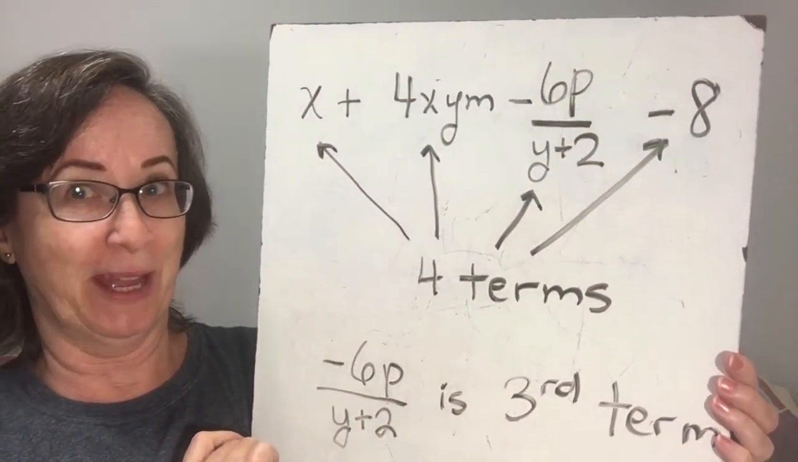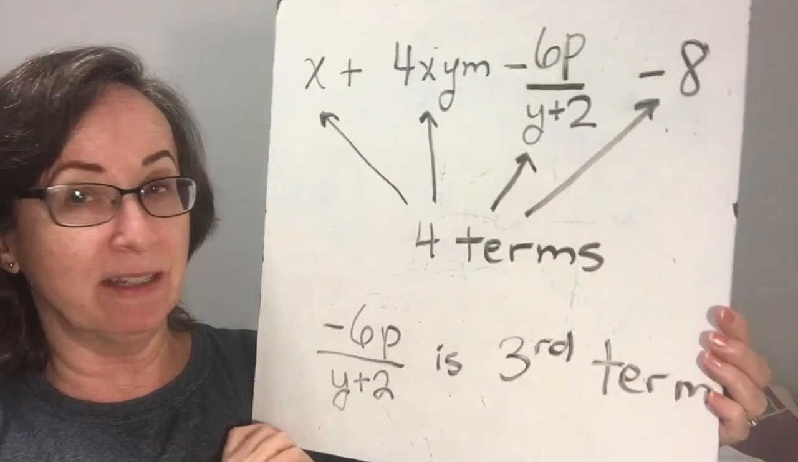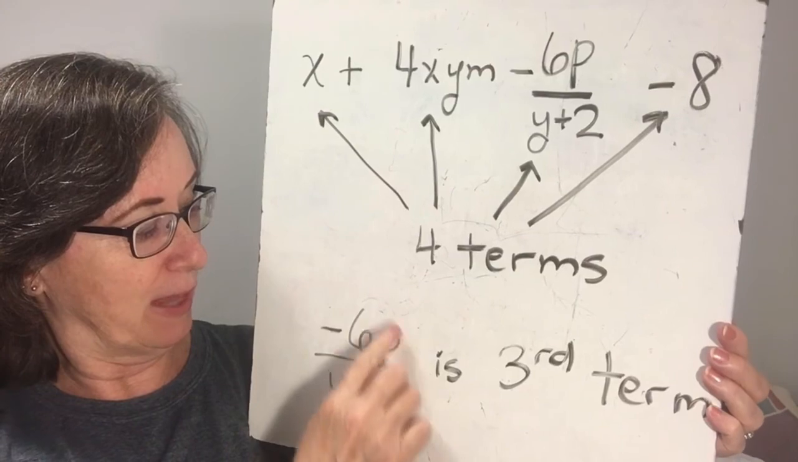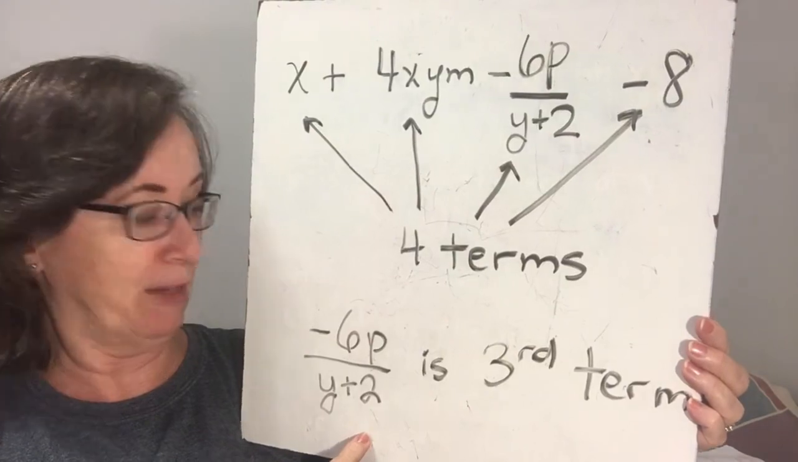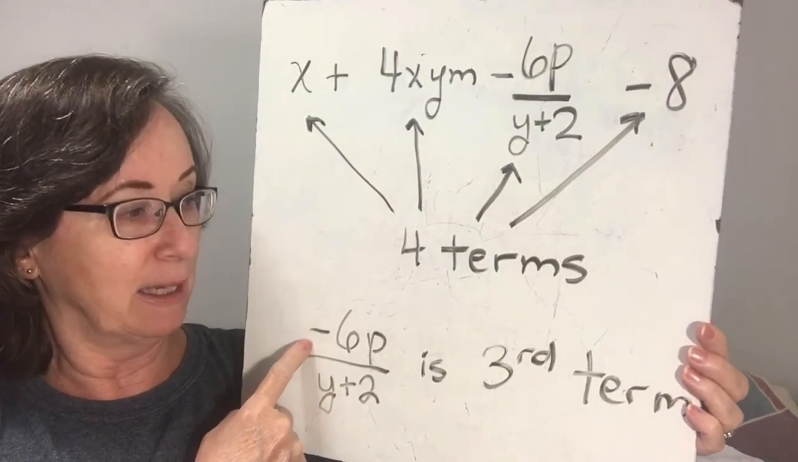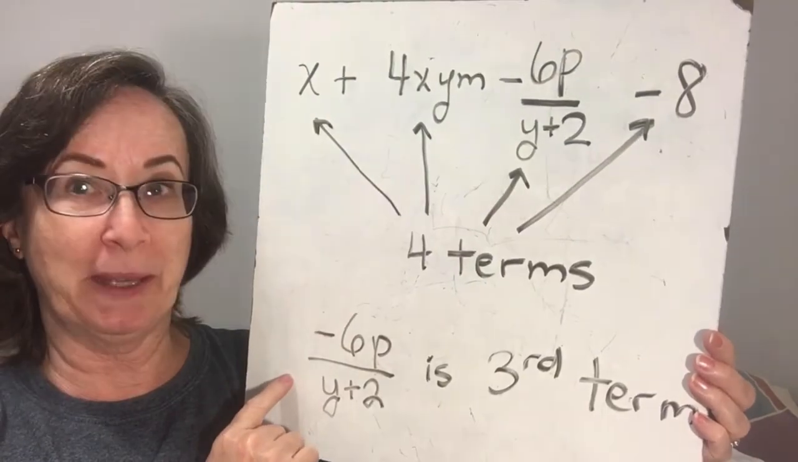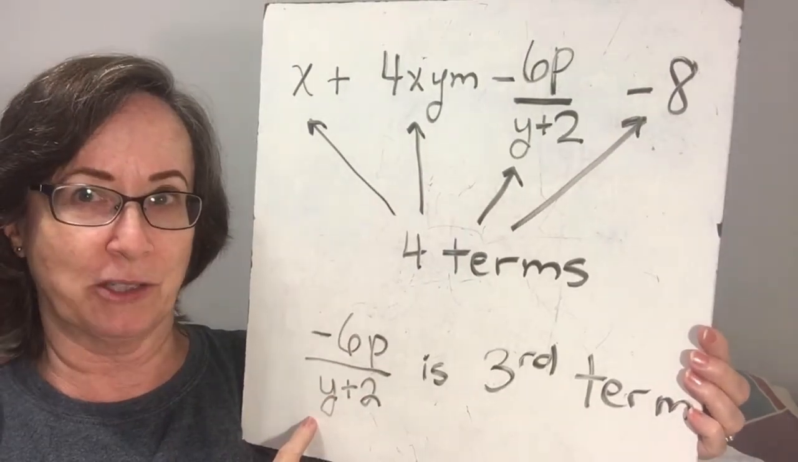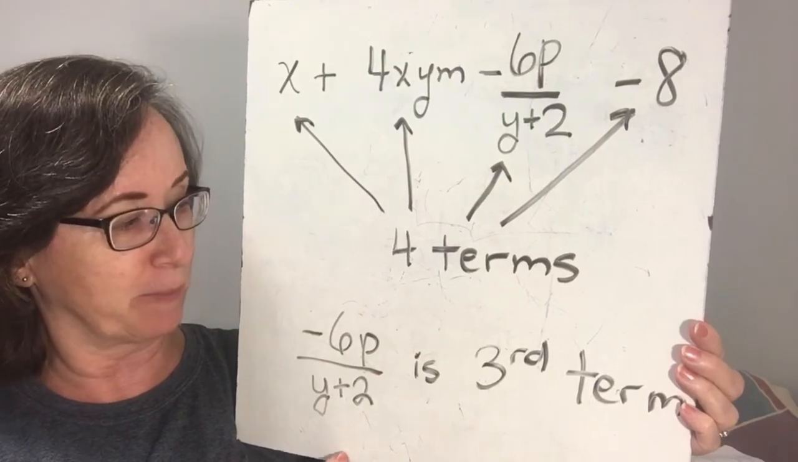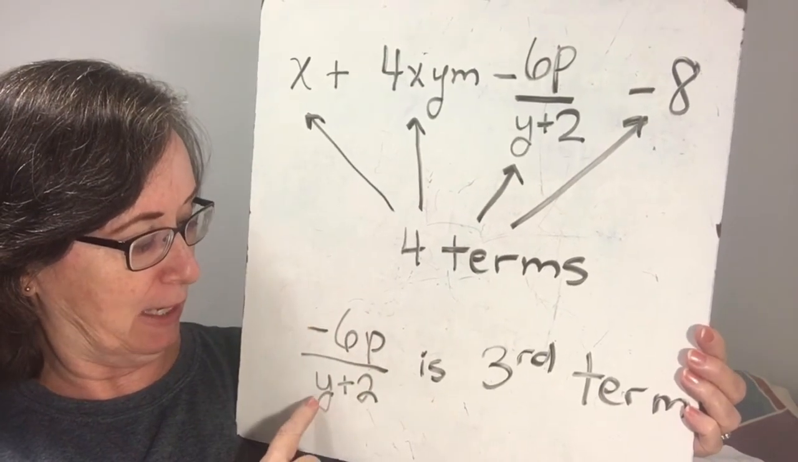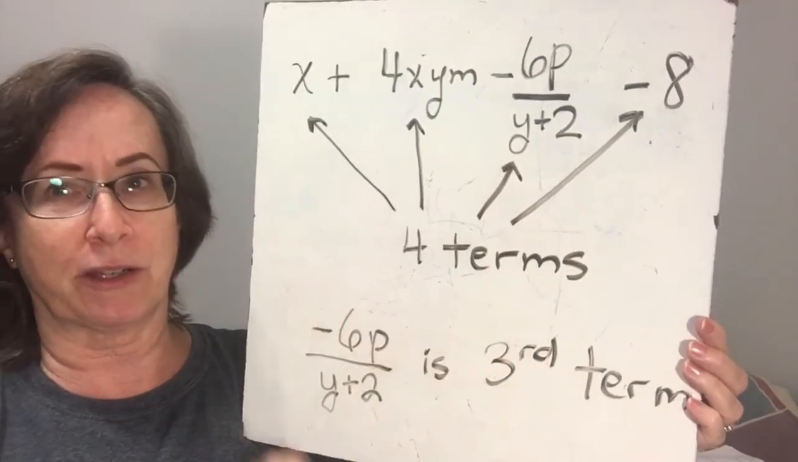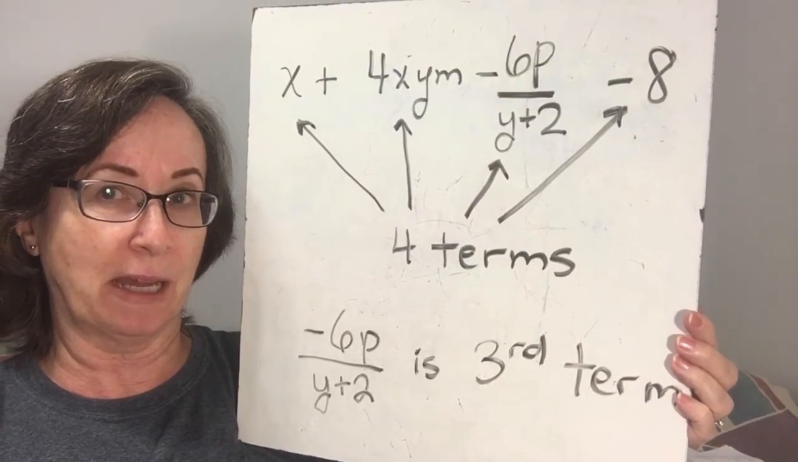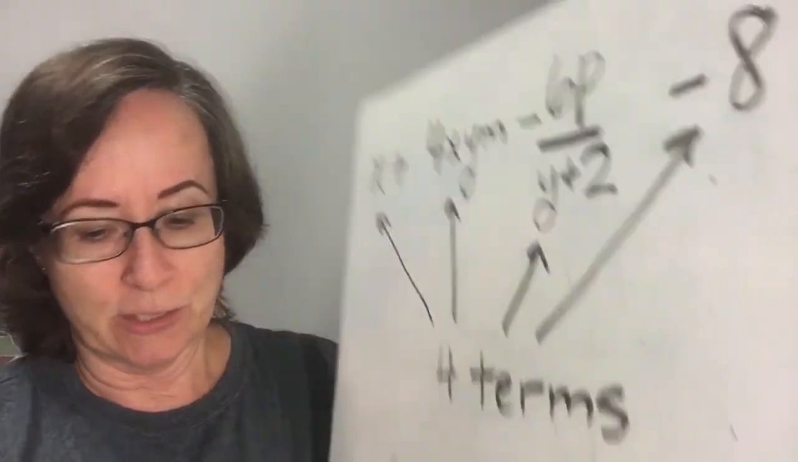Now, we have a little conundrum here. We cannot assume that negative 6p over y plus 2 is always going to be negative, even though it has a negative sign in the front, because it is going to depend on the value of p and y to determine the value of the expression. But negative 6p over y plus 2 is the third term, and so we can refer to the third term without having to copy it down every time, and it makes it very convenient. So now let's discuss this briefly.